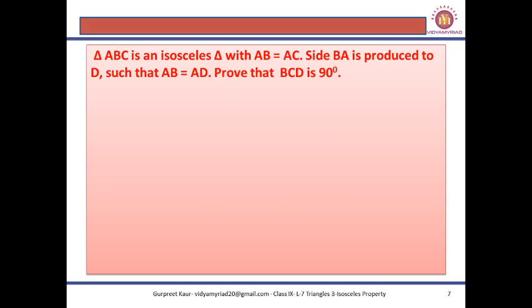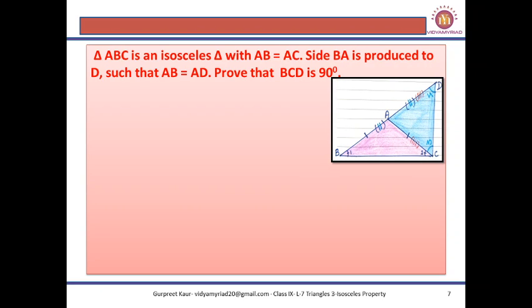Next question. Triangle ABC is an isosceles triangle with AB equal to AC. Now see, there is a single line which I have drawn, AB is equal to AC. Side BA is produced to D such that AB is equal to AD. Now if you see, AB and AD have two lines drawn. You need to prove that angle BCD is 90 degrees.